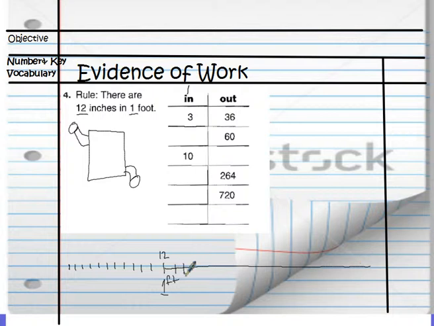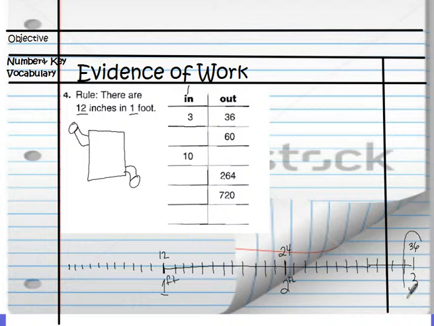So 12, 13, 14, 15, 16, 17, 18, 19, 20, 21, 22, 23, 24. Now I'm stopping here for a reason. I'm going to go again. So here's my 12, right? So that equals 1. Here's my other 12. That equals 2. There's my other 12, which equals 36. And that equals 3.